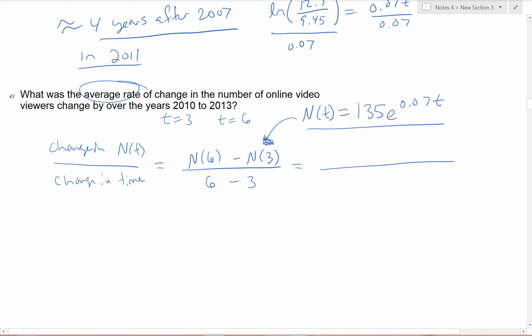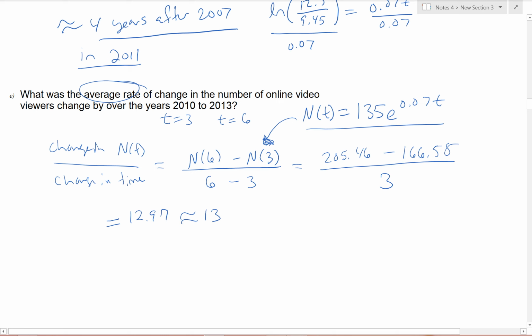Now I'm going to round a couple decimal places when I plug them in. When I plug in 6, it comes out 205.46. When I plug in 3, it was 166.55. 6 minus 3, so I divide by 3. That's the change in time. It's 3 years from 2010 to 2013 that I'm looking at. It comes out 12.97, so I'm going to round that to 13.